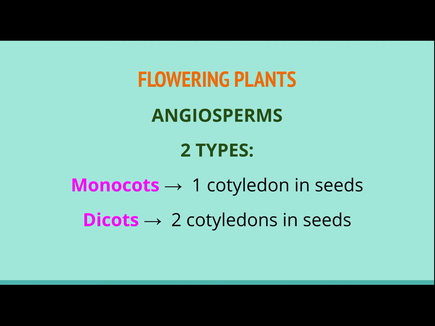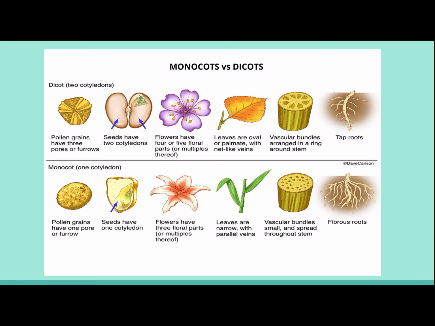However, there are many differences between monocots and dicots. The main one is the number of cotyledons, but let's take a look at some of the other differences. All right, you can see here dicots on the top row, monocots on the bottom row, that there are several differences between these plants. And you can tell the differences when you look at their leaves and their flowers and their roots and all kinds of good stuff, okay?